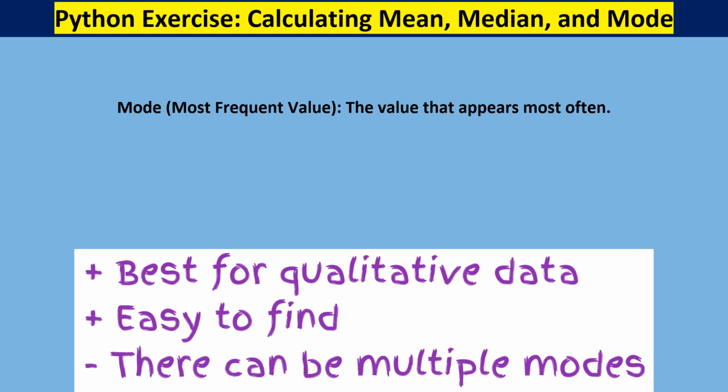Most frequent value, that is the mode, the value that appears most often. The mode is the most frequently occurring number. Since all values appear only once, the smallest value is returned as the default, that is 40,000.